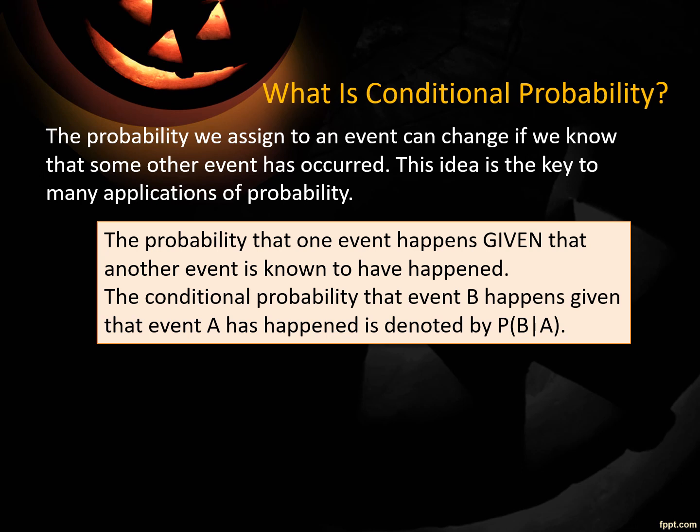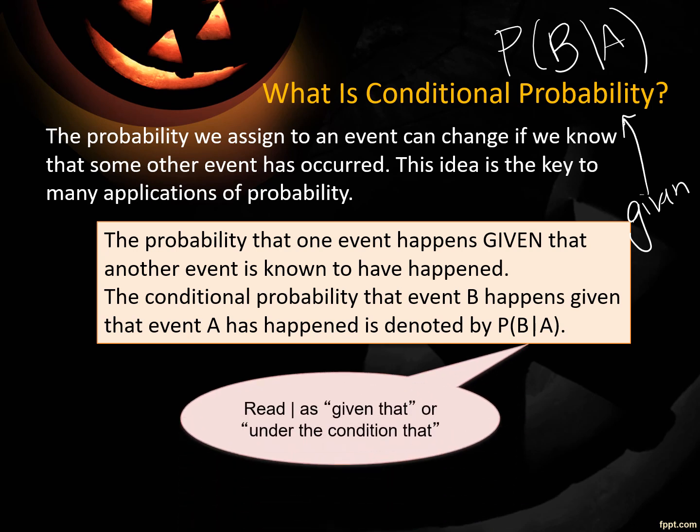So probability of B, and then this line here means given A. So it's the probability of B given A, or I could have the probability of A given B. All that means is that it's the probability that B happens knowing that A already happened. Read that line as "given that," or "under the condition that." That is a good way to think about that line.